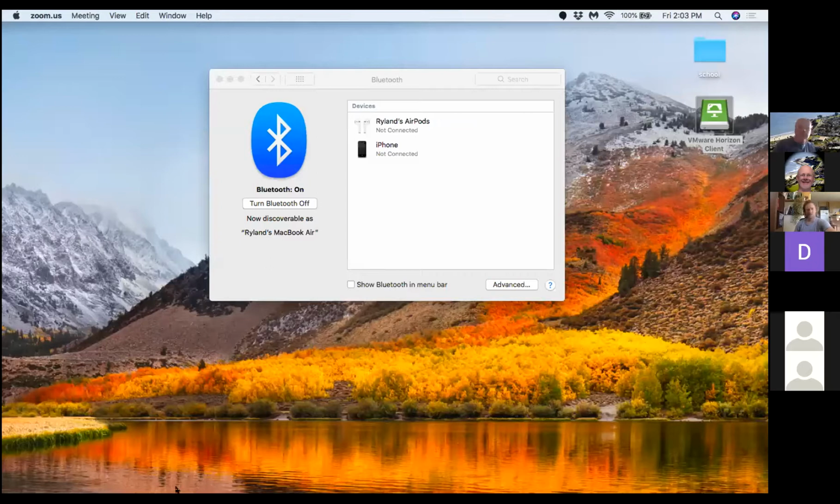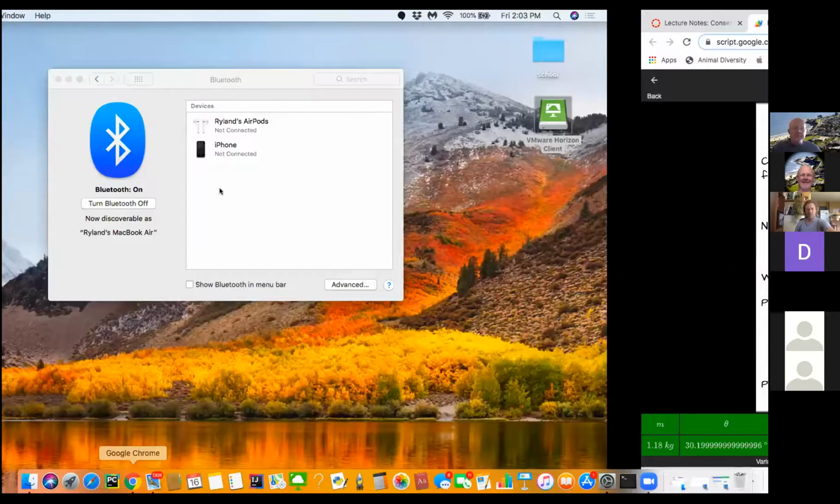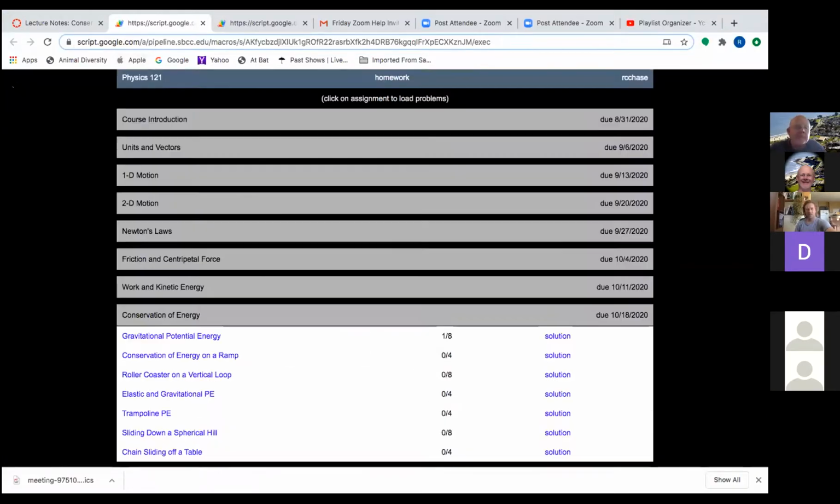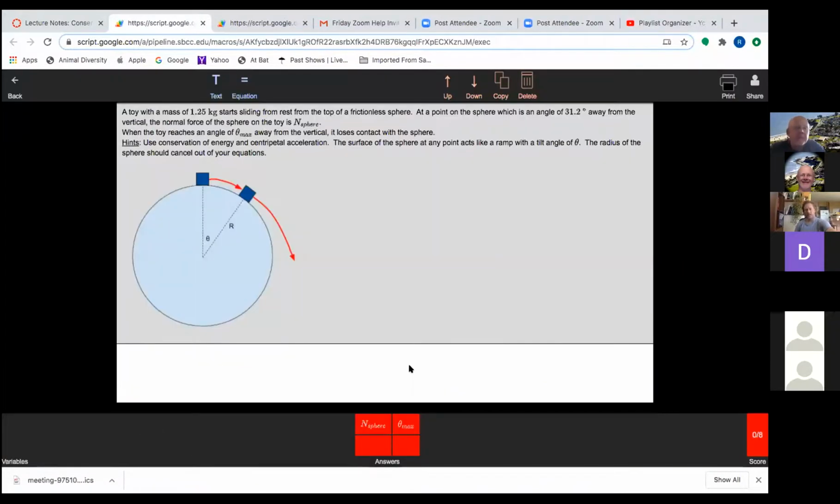Should be good. All right, let's take a look at this problem. This is sliding down a spherical hill. Oh, yeah, I see what you're saying. Energy. This one just, as you said, smells like energy and centripetal, just like the last one we did.